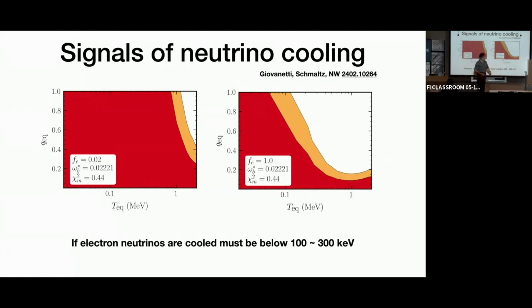But if instead you are equilibrating with an electron neutrino, the limits are quite strong. Even if there's a little bit of electron neutrino, like half an electron neutrino mixing with you, then you have really important consequences for Big Bang nucleosynthesis. And this temperature of equilibration has to be lower than about 100 keV.